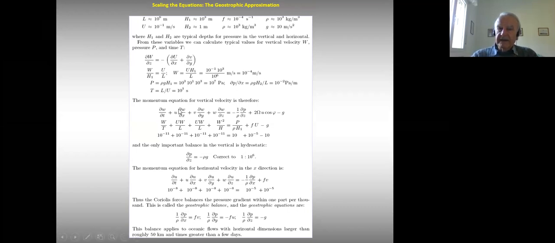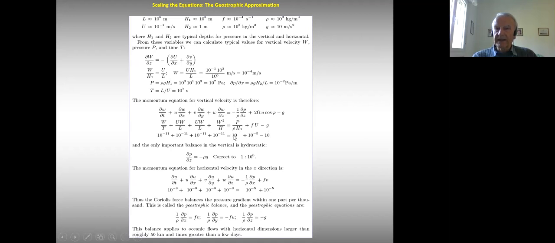The advection terms, which are u dw/dx, v dw/dy and w dw/dz, are 10 to the minus 11, all of them. This has to be equal to the gravity force. We have 10 to the minus 5 as the Coriolis force, and we have a 10 as the vertical pressure gradient force.